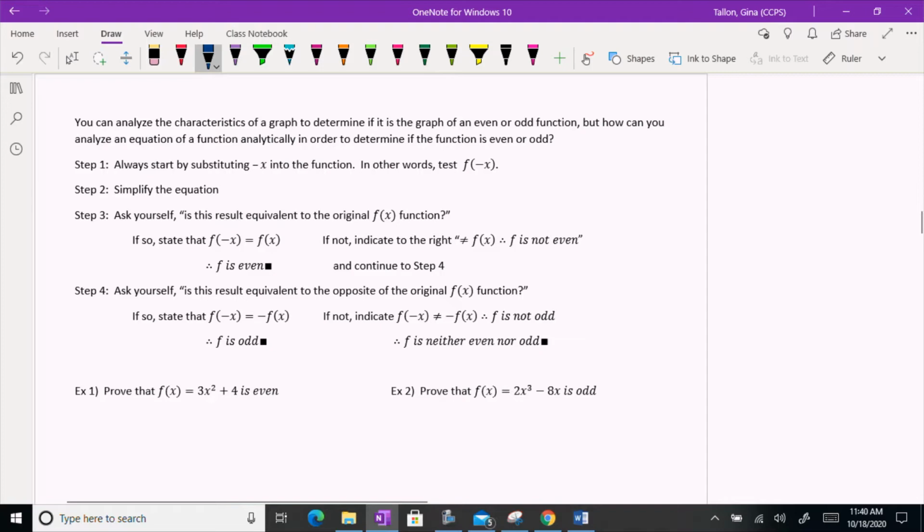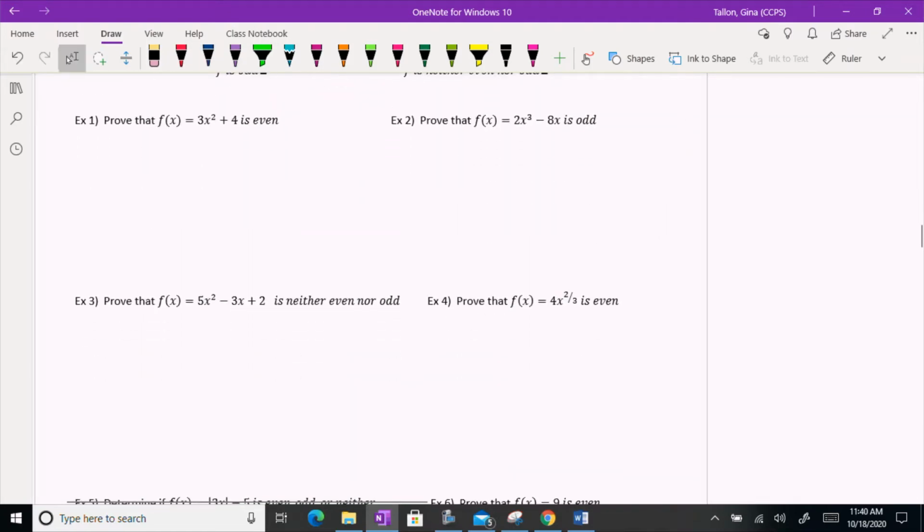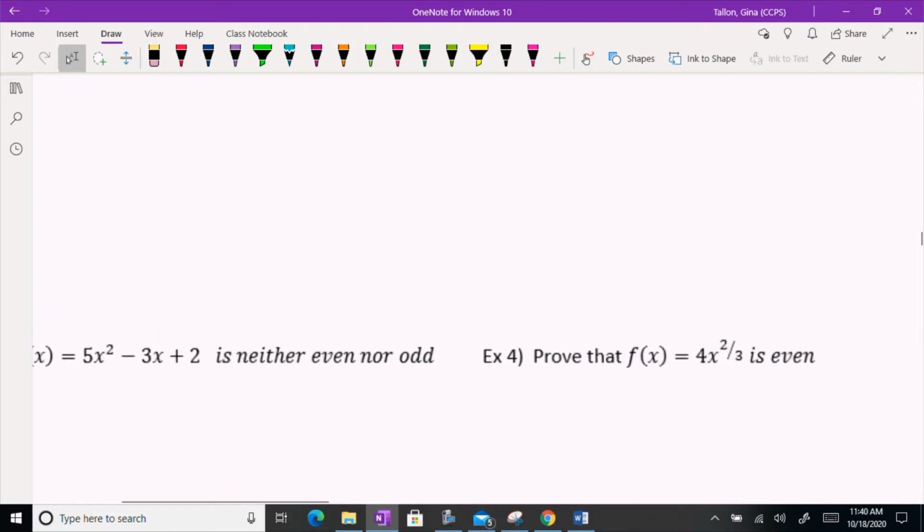So let's do a few of these. You can always revert back. You can put those in your notes. You can rewind your video, whatever you need to do. But let's jump into a few of these problems.